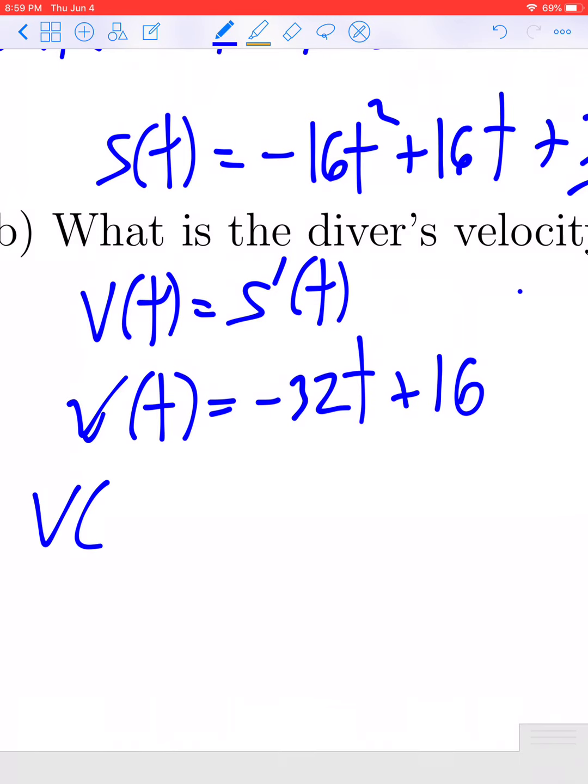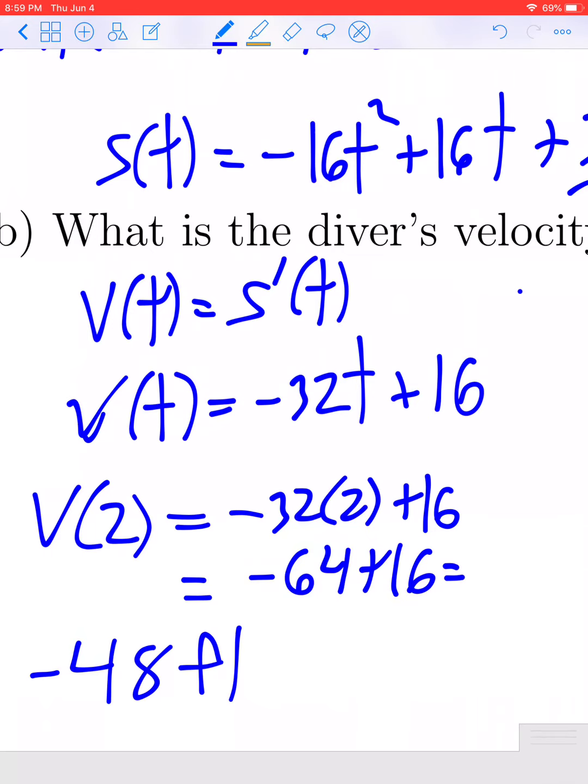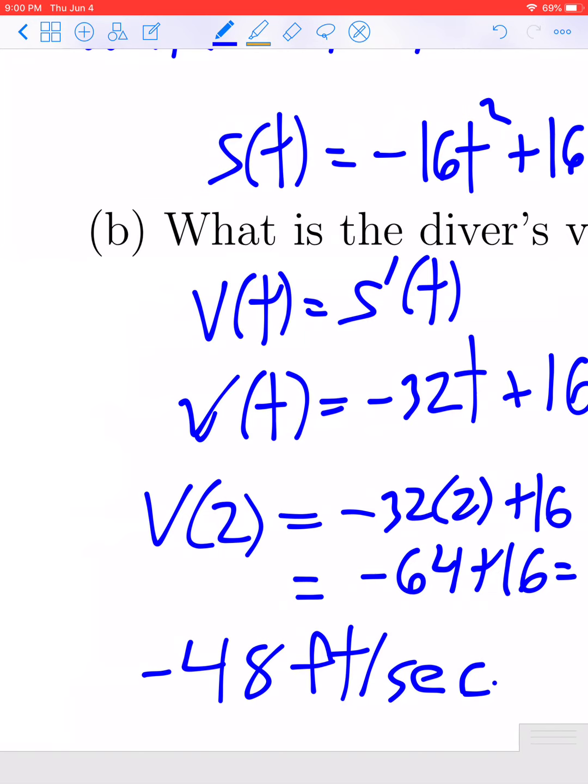If we want the velocity when it hits the ground, that's the velocity at 2 seconds. This is going to be negative 32 times 2 plus 16, which is negative 64 plus 16, which would be negative 48 feet per second. And if you think about this velocity as a vector, the negative symbol makes total sense because the diver is falling. They're moving towards the ground from the diving board, so the direction of their motion is downward, and that's why we see the negative sign associated with the velocity.